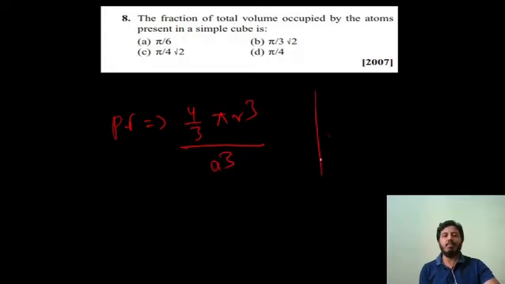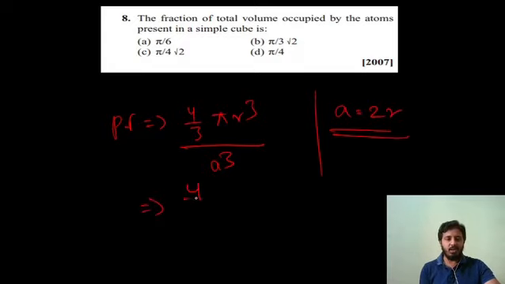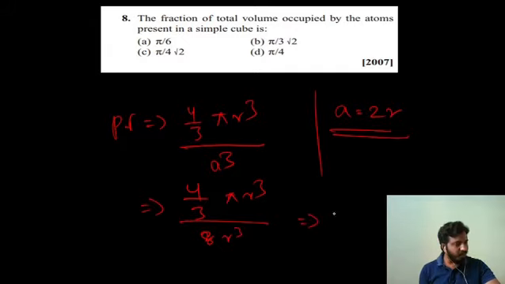In a simple cube we have only one particle, so the total volume of the sphere will be 4 by 3 pi r cube, divided by the total volume of the cube, that is a cube. For a simple cube we know that a is equal to 2r, so if you substitute that value of a in this formula, you will get 4 by 3 pi r cube divided by 8r cube. After simplifying you will get 4 pi divided by 24, which gives pi by 6, that is option A.